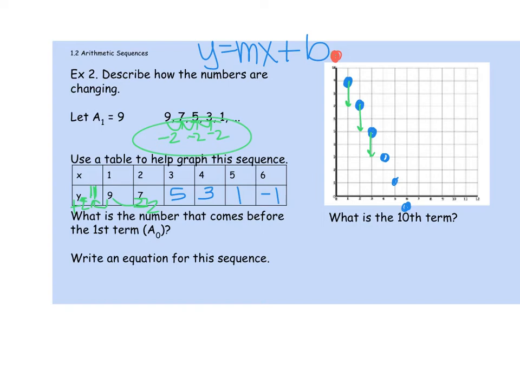So write an equation for the sequence. Well, I know my slope is negative 2x, and then plus 11, because that's my y-intercept.